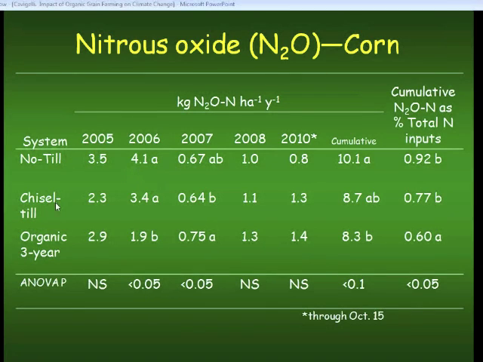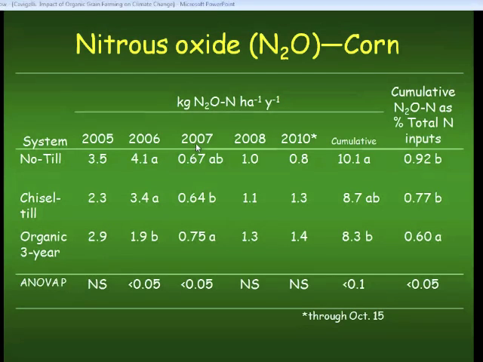We see that no-till, chisel-till, and the three-year organic show no difference, statistically speaking, in terms of N2O emissions in 2005. In 2006, we see that our two conventional systems have about twice as much, or up to twice as much, I should say, N2O emissions as the organic system. And this difference was statistically significant. However, in 2007, you'll see that our corn and our organic system had slightly higher N2O emissions than the chisel-till system, and not statistically different than our no-till system. So we're seeing some small differences.